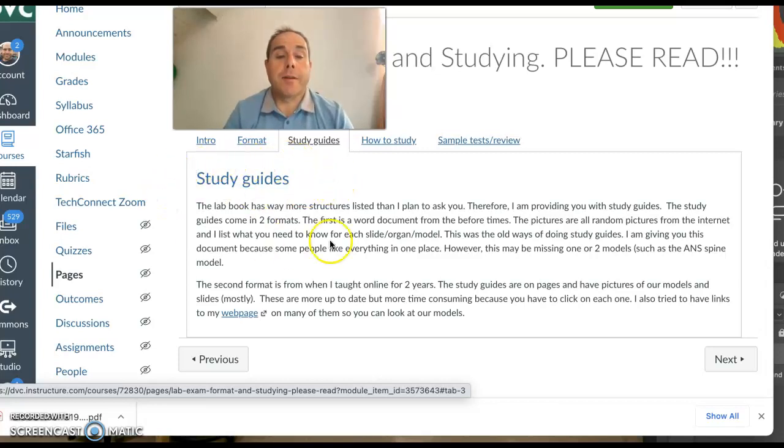So I have given you study guides. If it is on the study guide, it is fair game. If it's not on the study guide, it means I either forgot to put it on it and I won't ask it, or I don't think it's an important structure.